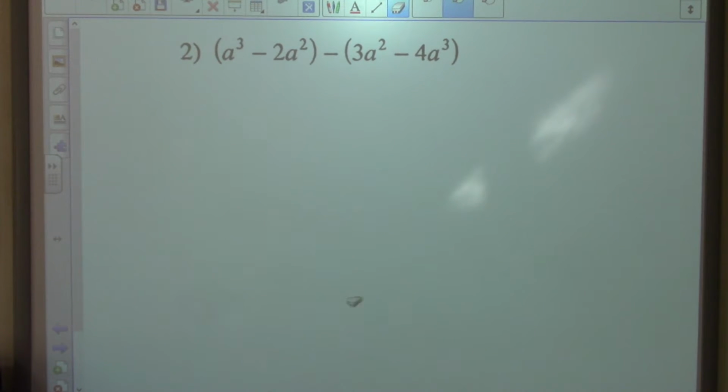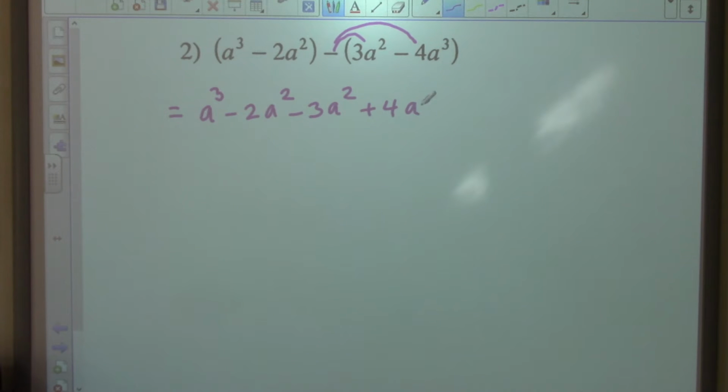Okay. Now this one here is similar to the last one, except what? Except it's subtraction, right? So on this second set of parentheses, this negative sign is going to distribute like this, right? And so rewriting this without parentheses, we have a cubed minus 2a squared, and then we have minus 3a squared, and then we have minus 4a cubed. What's that going to be? Plus. Good job. So we have plus 4a cubed.